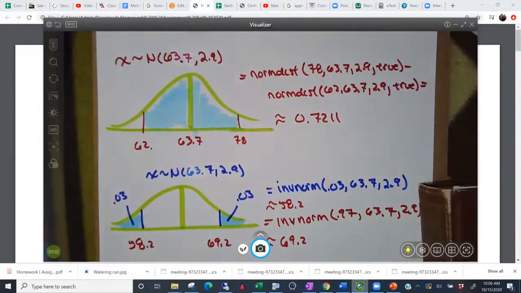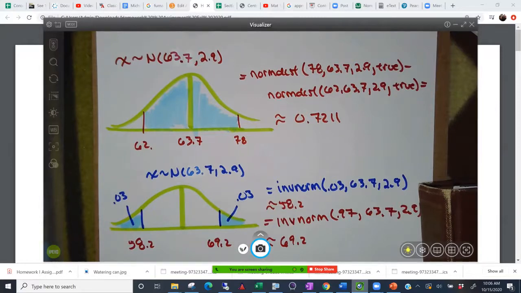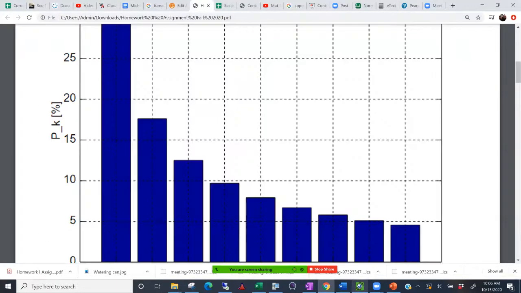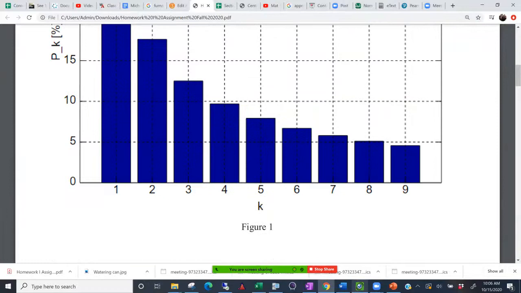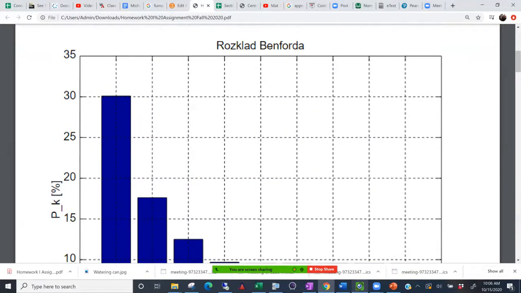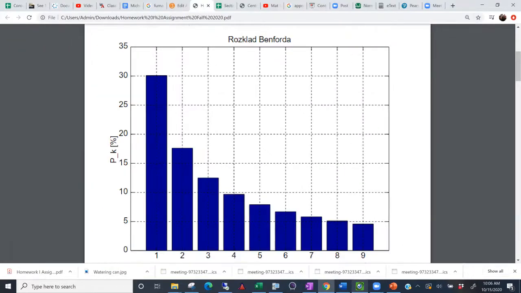They started doing some figuring and some calculation and realized that the probability of a leading digit being a 1 was higher than it was for a 2, and so on. And the probabilities followed this distribution. Let me see if I can zoom out a little bit so we can get that all in. There you go. So there's the distribution.